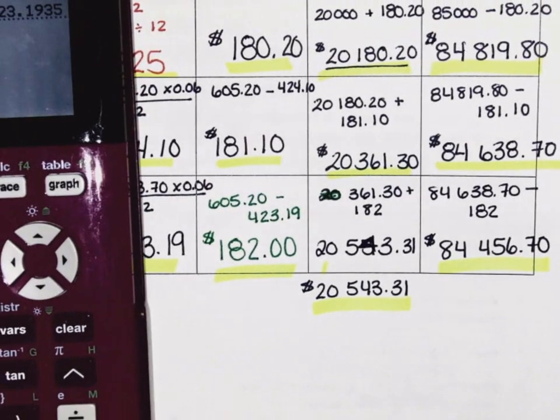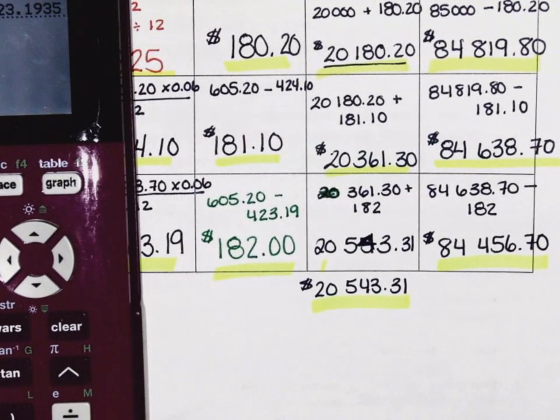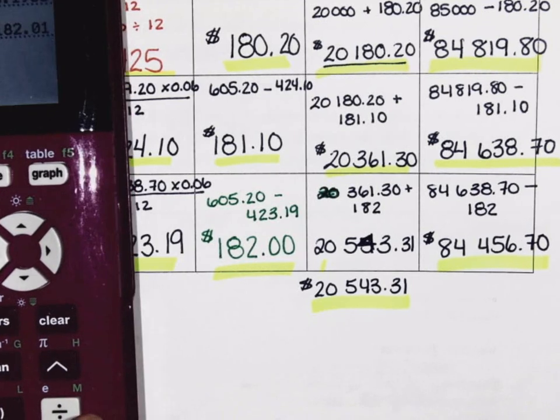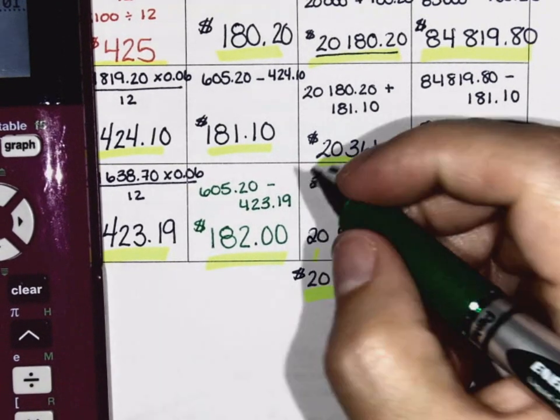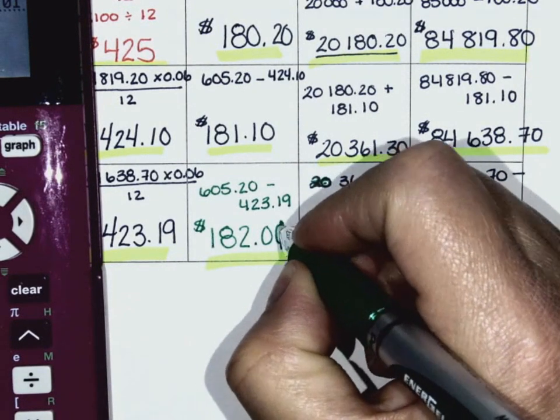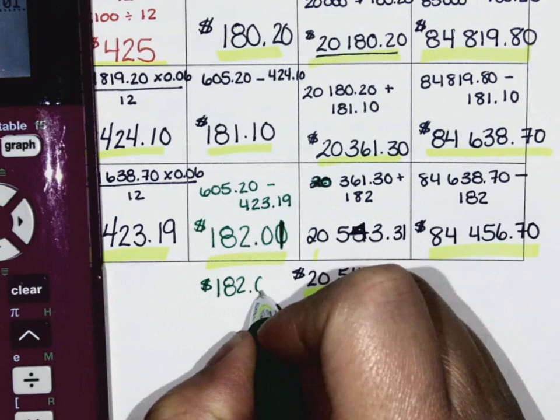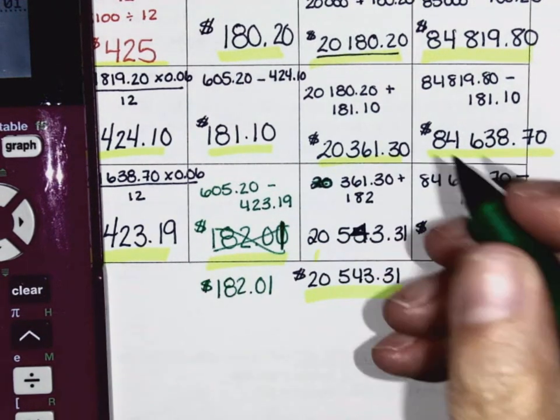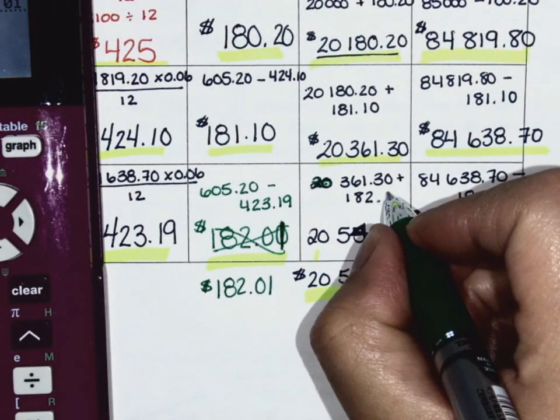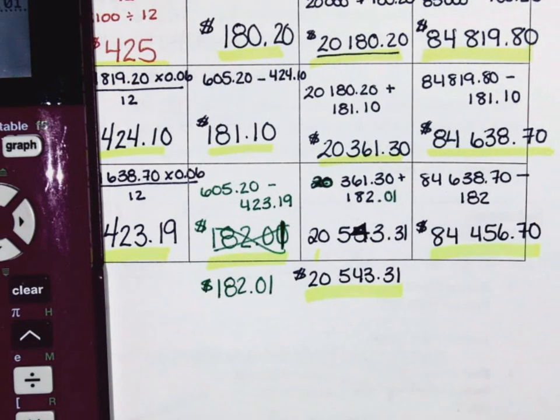Should be 20. Okay, so 605.2 minus 432.19. Oh, I missed a cent. How did I do that? All right, that's going to mess everything up. So 182.01, so that's wrong. Changed colors of pens too many times is what I've done. Somehow you got that one right.